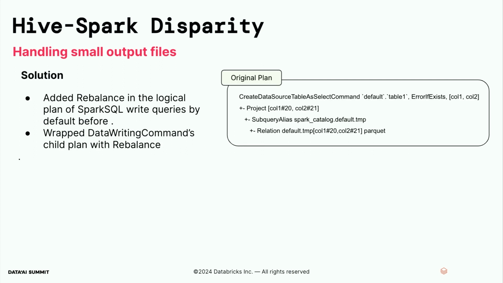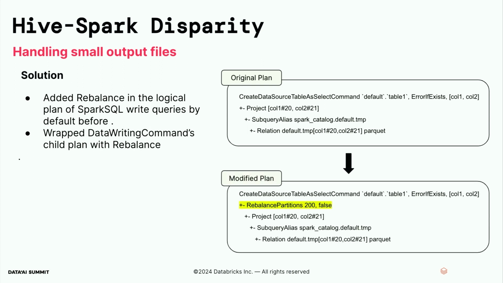For all the SparkSQL queries, we added the rebalance node in the logical plan of the query just before the data writing command. So if you look at this original plan, it has a create data source table as select command. It becomes this. We add the rebalance partitions node just before writing to the table.